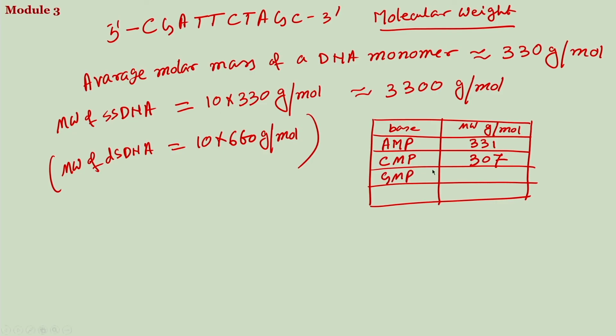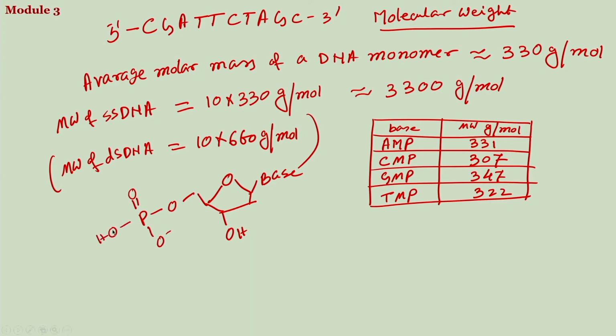GMP is 347. TMP is 322 gram per mole. And this structure is of course this OH, here is the base and this is monophosphate, means O minus OH basically.